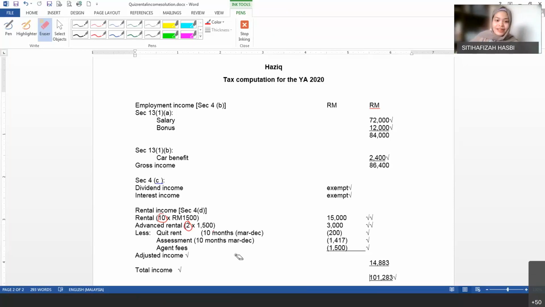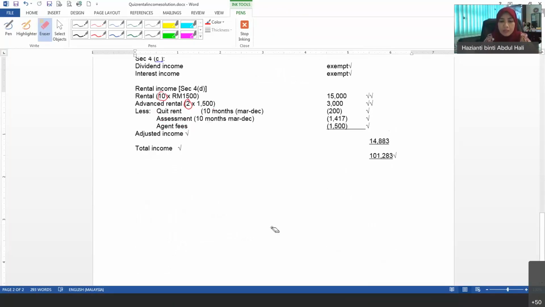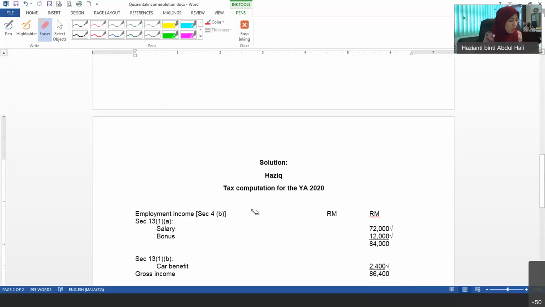Yeah, because agent fees we can deduct, but not the legal and also advertising. For the first time you advertise, you cannot deduct here. But agent fees, yes, you can deduct here. Agent fees is allowable. Alright, but if I can find other rental income questions, I will share with you again. Like I said, there are many scenarios. Some have agent fees, some have legal fees, some have advertising fees. And sometimes they use the word commission.